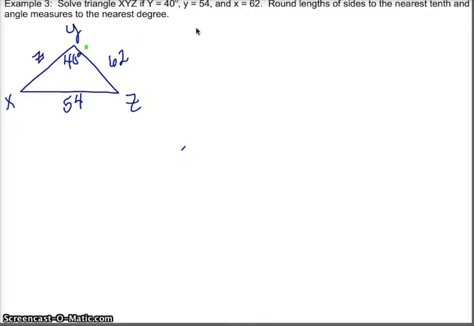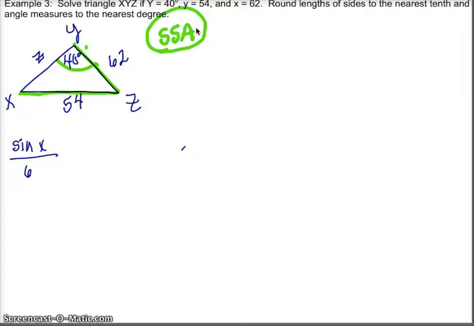Before I proceed, I'm going to analyze my given information. I see that I have two sides and a non-included angle. So I do have side-side-angle. Remember, side-side-angle tells me I have the ambiguous case, which is an indication that we're going to have one triangle, as we've seen, no triangle at all, as we've seen, or possibly two separate triangles. So let's go ahead and set up our proportion to begin solving. I have enough information to find angle X first. So the sine of X divided by 62 is equal to the sine of 40 degrees divided by 54.